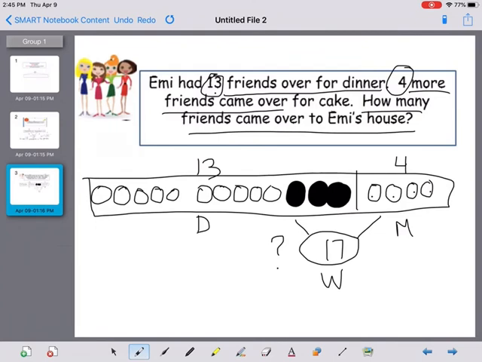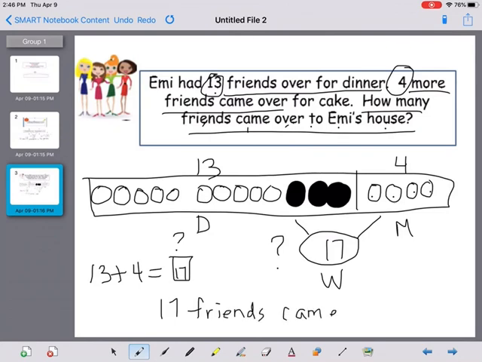Our next step would be to write a number sentence and statement, the RDLW, remember. Our number sentence, remember we started with 13 friends for dinner, plus 4 more, equals, we didn't know, right? But now we do. There are 17 friends coming for dinner. Last but not least, your statement, how many friends came over to Emmy's house? We can say 17 friends came over to Emmy's house. Or we can just say 17 friends came over.